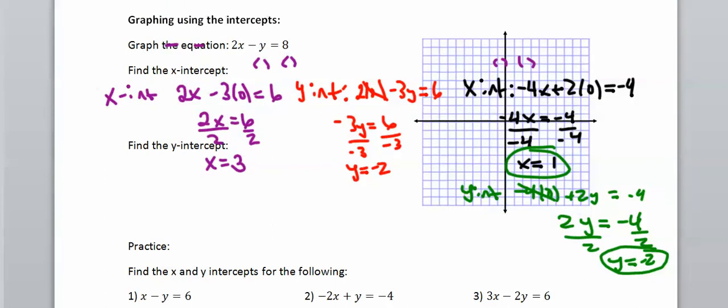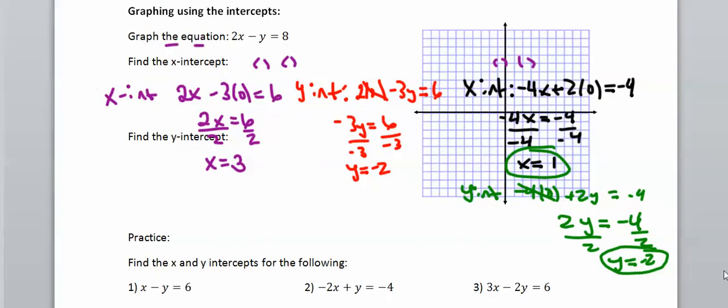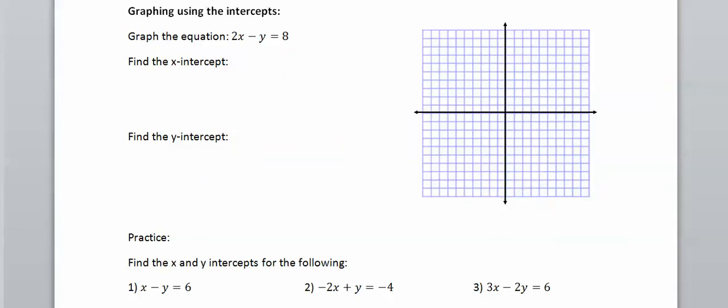Alright, so what we can do now is use these x-intercepts and y-intercepts to find quick graphs of our equation, because at a minimum, to graph a line I need 2 points. So if I find the x and y-intercepts, well, then I've got a really quick graph of my equation. Okay, so to do that, I want to graph the equation 2x minus y is equal to 8. First thing we're going to find is the x-intercept. Okay, so remember, plug in 0 for y.